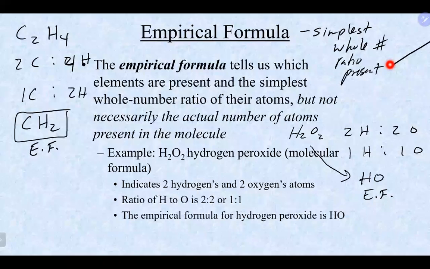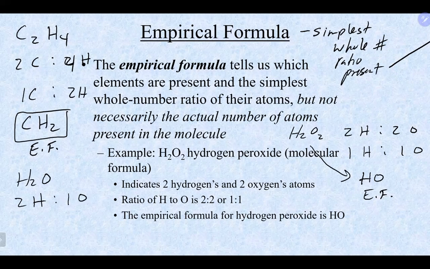There are some formulas where the empirical formula and the molecular formula are the same. For example, water is 2 hydrogens for every 1 oxygen, and obviously you cannot reduce that down any further. So H2O would be both the molecular formula and the empirical formula. So sometimes they are the same formula.